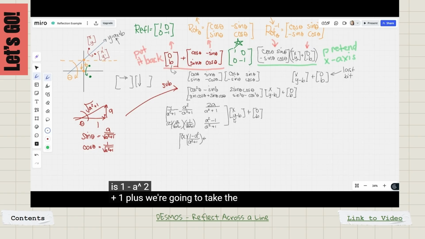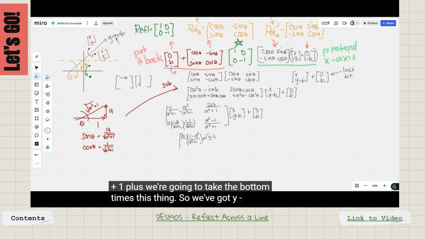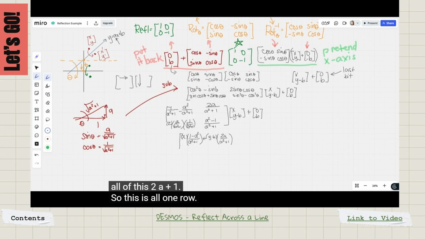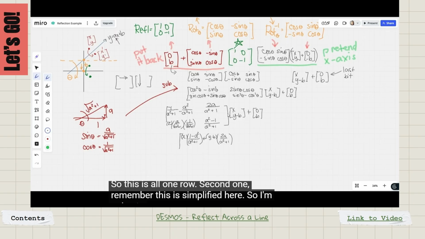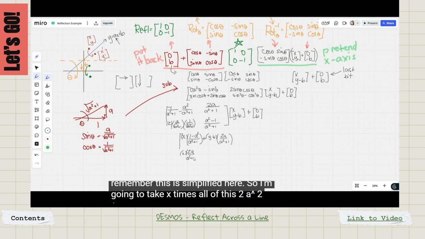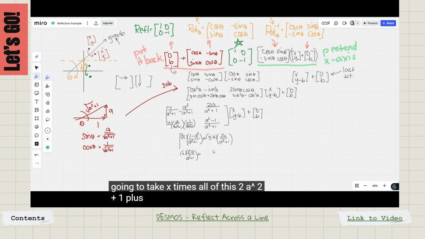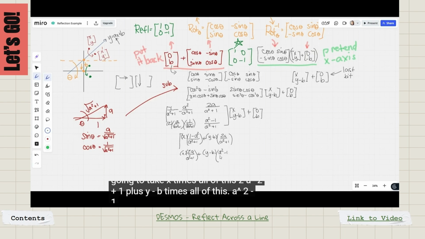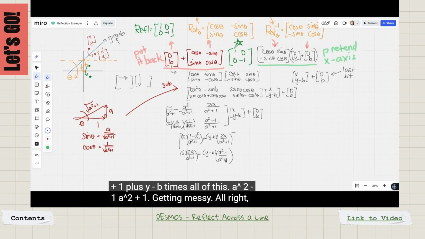Plus, we're going to take the bottom times this thing. So we've got y minus b, and all of this 2a over a squared plus 1. So this is all one row. Second one, remember, this is simplified here. So I'm going to take x times all of this, 2a over a squared plus 1, plus y minus b times all of this, a squared minus 1 over a squared plus 1. Getting messy. All right, there we go.